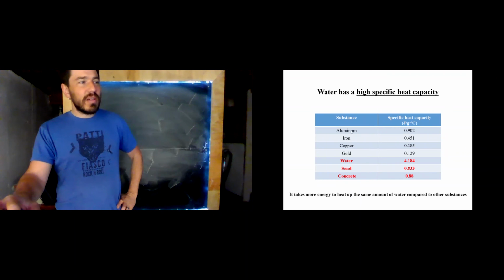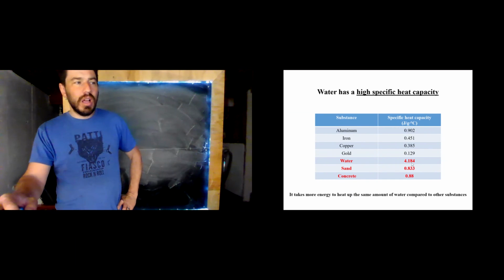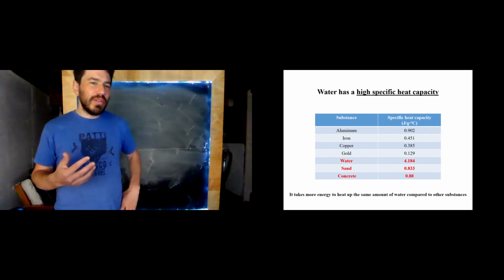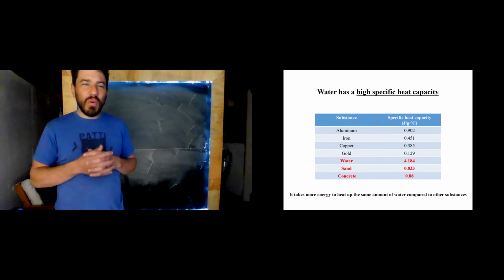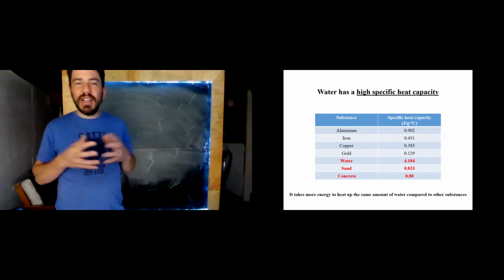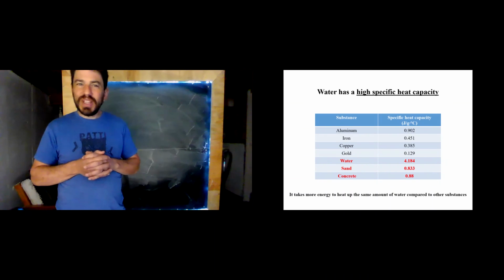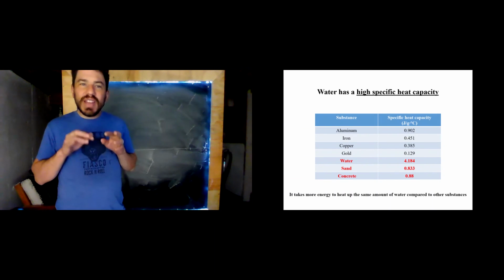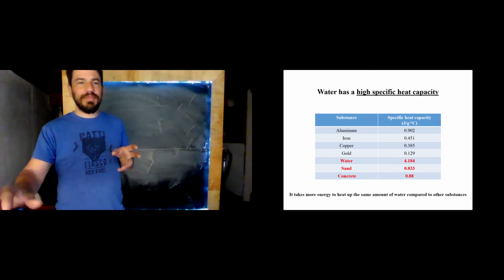If you look at this, these are common substances. Water has a heat capacity that's basically 40 times greater than gold. So what does that mean? It means if I've got a kilogram of gold and a kilogram of water, it takes 40 times more energy to change the temperature of the water by, say, 10 degrees than it takes to change the temperature of the gold. It's kind of crazy.